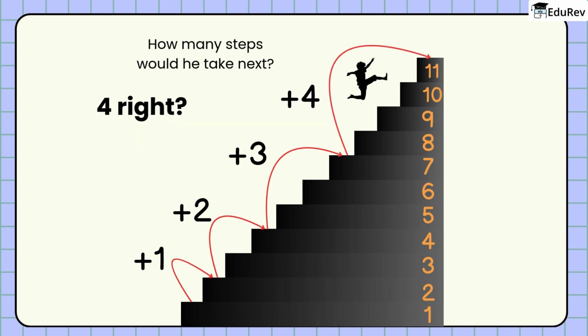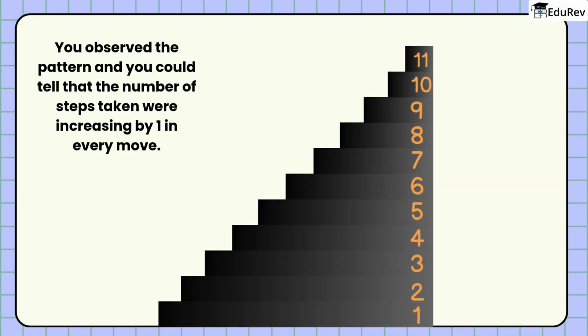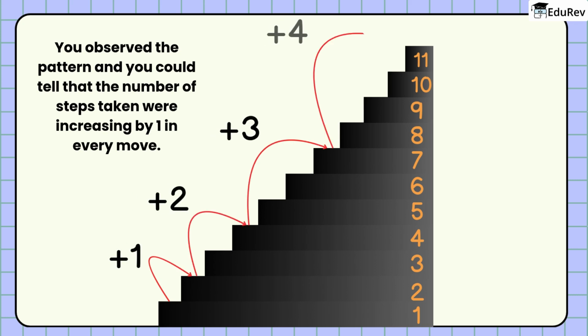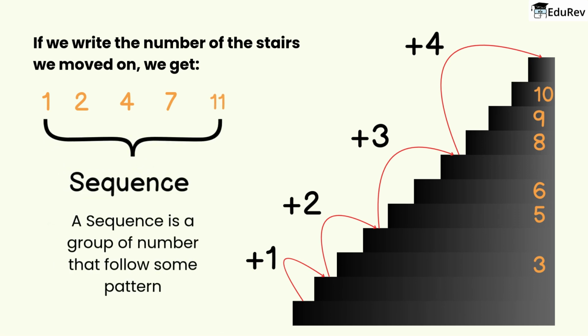4, right? So, how did you know that? You observed the pattern and you could tell that the number of steps taken were increasing by 1 in every move, plus 1, plus 2, plus 3, plus 4, leading up to 11. If we write the number of the stairs we moved on, we get 1, 2, 4, 7, 11. This shows us a group of numbers that follow some pattern, which we call a sequence.